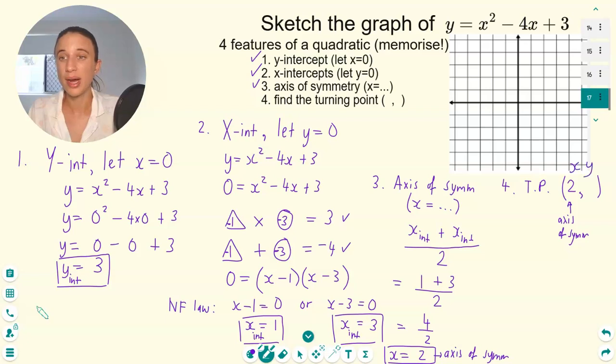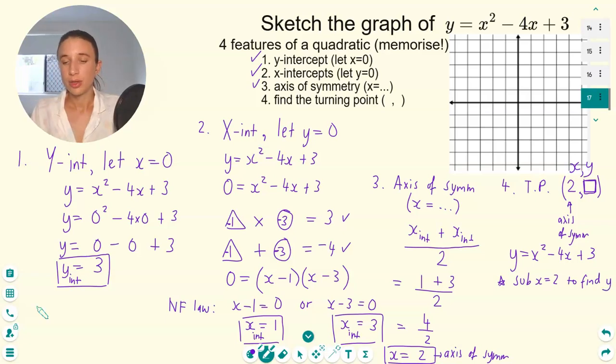Remember, points are x, y, right? Now, remember what you're given. You're given an equation linking x with y. So that's how you're going to calculate to find that corresponding y value. So I'm going to write down my equation. Y equals x squared, take 4x plus 3. Sub x equals 2. That's the key to this. To find y, you need to substitute in your axis of symmetry to find the full turning point.